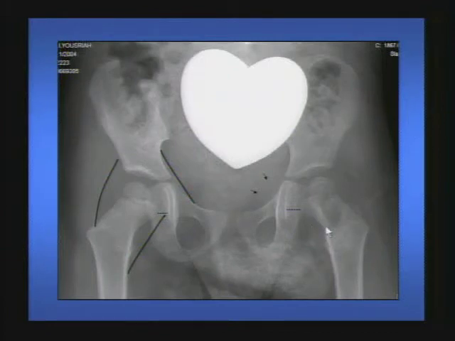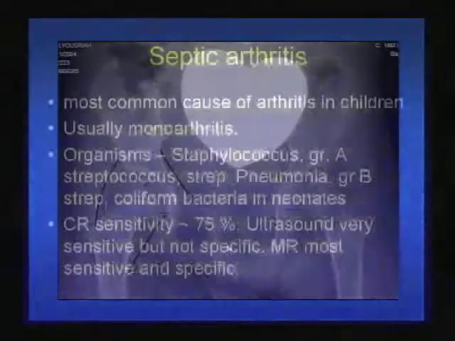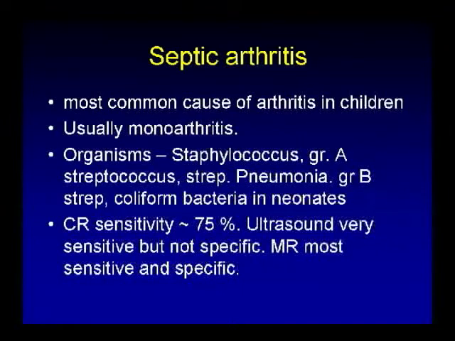There are subtle signs to suggest joint effusion, indicated by widening of the teardrop distance as compared to the contralateral side and subtle displacement of the obturator fat pad as compared to the normal on the contralateral side. Certain other fat pads like the psoas and the gluteus medius fat pads are useful signs for detecting joint effusion. So septic arthritis is the most common cause of arthritis in children.